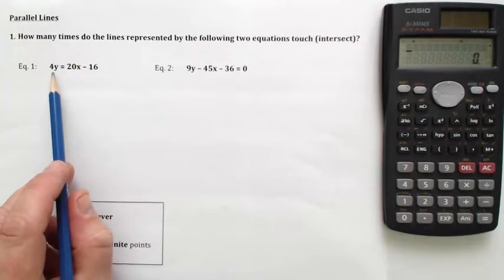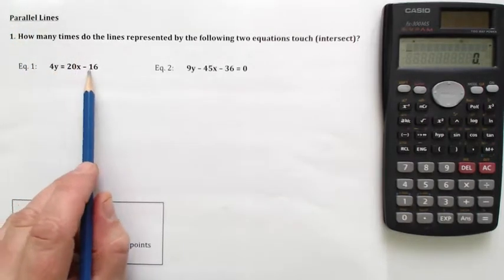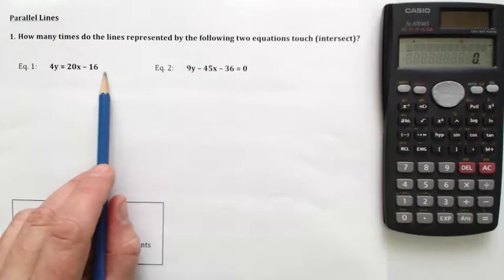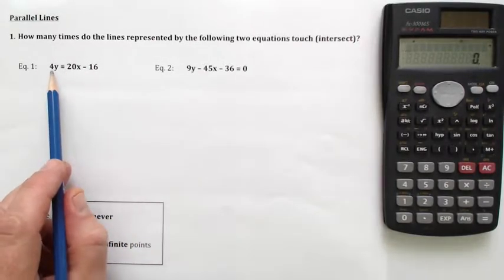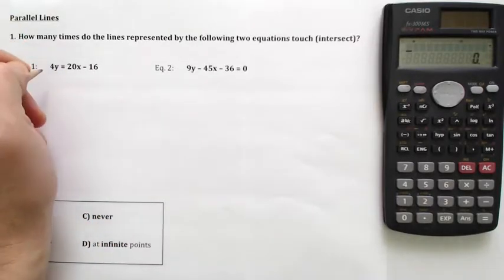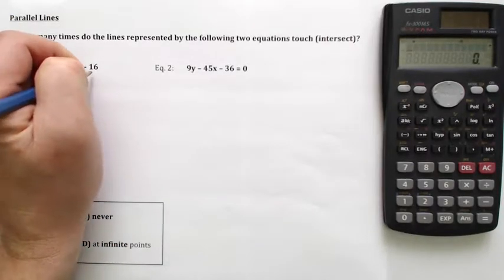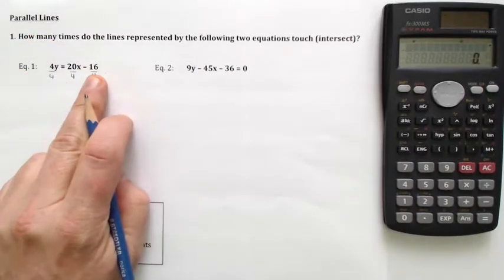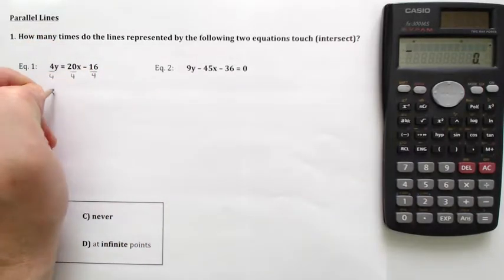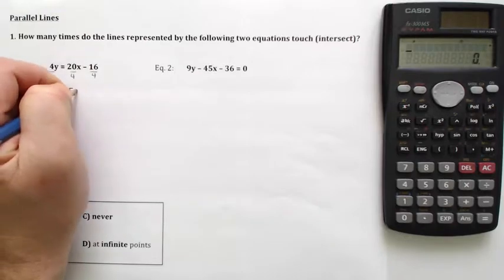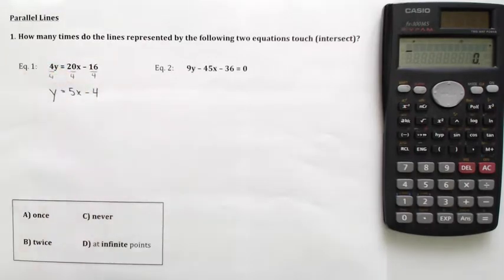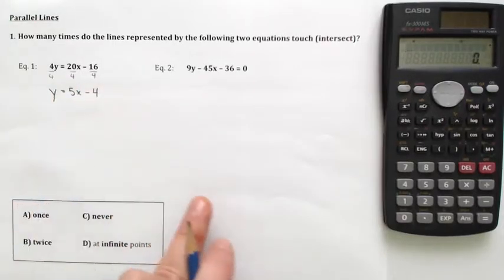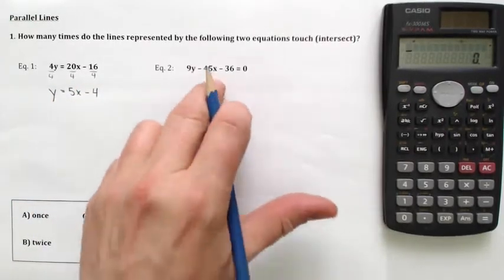Equation number 1, in order to isolate that y, you can see that the 20x and the negative 16 are already on the right hand side of the equation. The only thing we need to get rid of is that 4 being multiplied to our y, and we're going to do that by doing division. So straight up division on all the terms, and we're going to be left with y equals 5x minus 4. So we'll talk about what that could mean relative to this line once we've isolated that line.